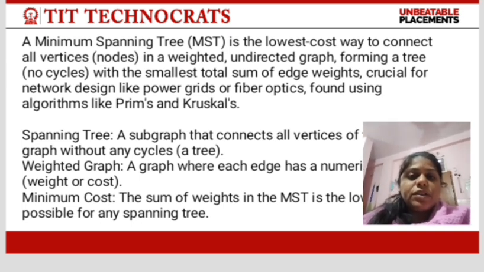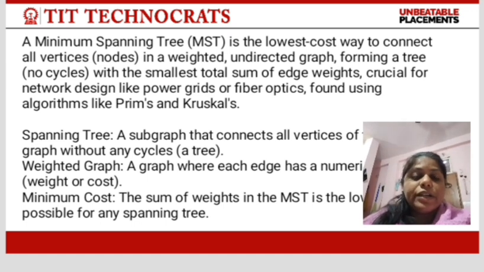A minimum spanning tree is the lowest cost way to connect all vertices of a weighted, undirected graph, forming a tree. That means the graph is converted to a tree, which means it has no cycle. It has the smallest total sum of edge weights, and is used in network design like power grids and fiber optics, using Kruskal's algorithm and Prim's algorithm.